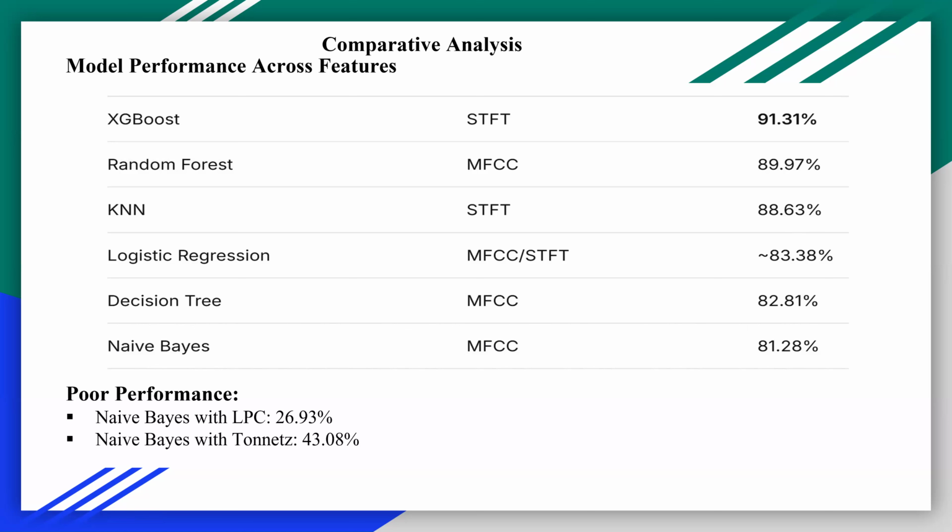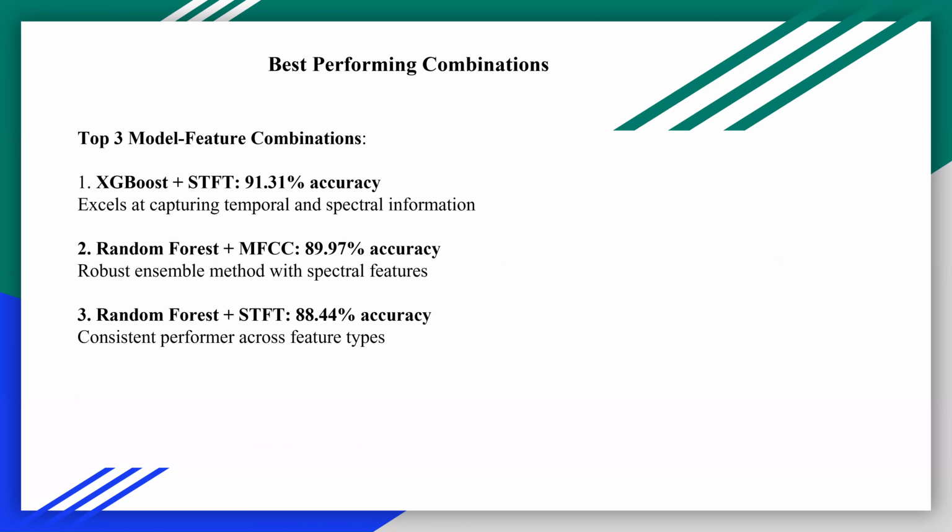The poorest performance: naive Bayes with the LPC is 26.93, and naive Bayes with the Tonnetz is 43.8. The top model with feature combination, XGBoost plus STFT features, performed at 91.31 accuracy, excelling at capturing temporal and spectral information. Then random forest with the MFCC 89.97 accuracy, a robust ensemble method with spectral features, and random forest plus STFT 88.44 accuracy, consistent performance across feature types.